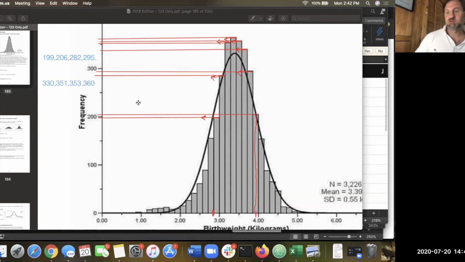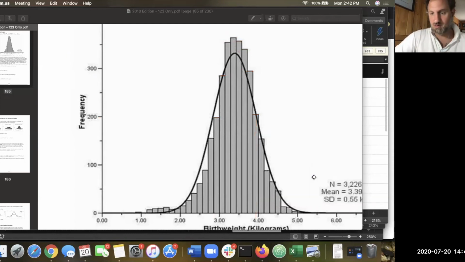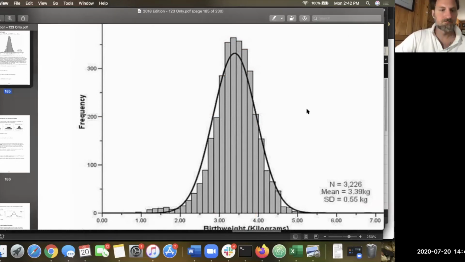Okay. So let's think about whether that represents 68% of the babies. So how many babies are there total? There's a couple ways we could think about it. You got to bring percentages in here. There's a number on here that tells you how many babies are in this graph. Is it n equals 3,000? N equals 3,226. Okay, so let's do the math.